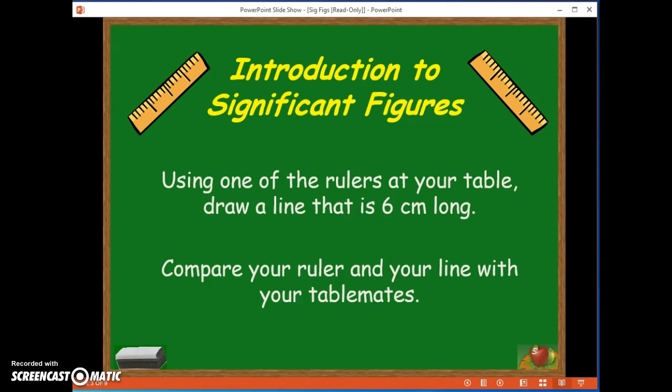So look at the ruler that you just drew that line with and your table mates. Why don't you take 30 seconds as a group, compare the length of your lines and the rulers that you have and notice the differences between the different rulers in the different bags.